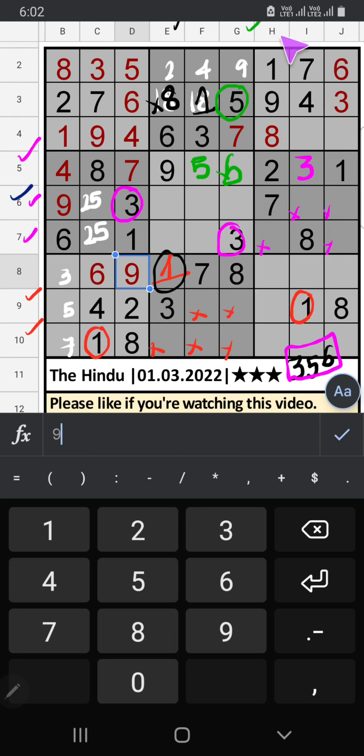6th row on column H, we have 9. So 9 can't come in these cells. The 9 is confirmed here. 7th row on column J, we have 6. So 6 can't come in these cells, and 6 is confirmed here. 6th grid, only 2 numbers are remaining, 4 and 5. It will come in any one of the cells, we will confirm later.